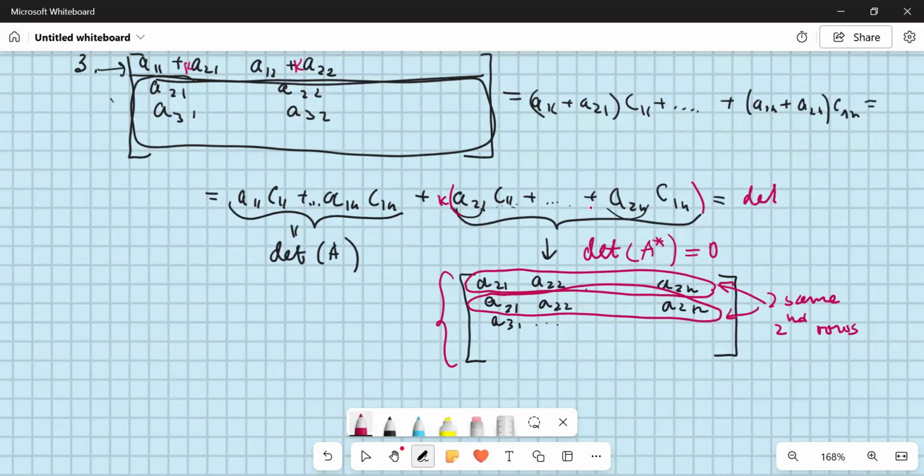So the final answer is just the determinant of matrix A, which means that operation number 3, taking a row, multiplying it by a number, adding it to another row, does not change the determinant at all.